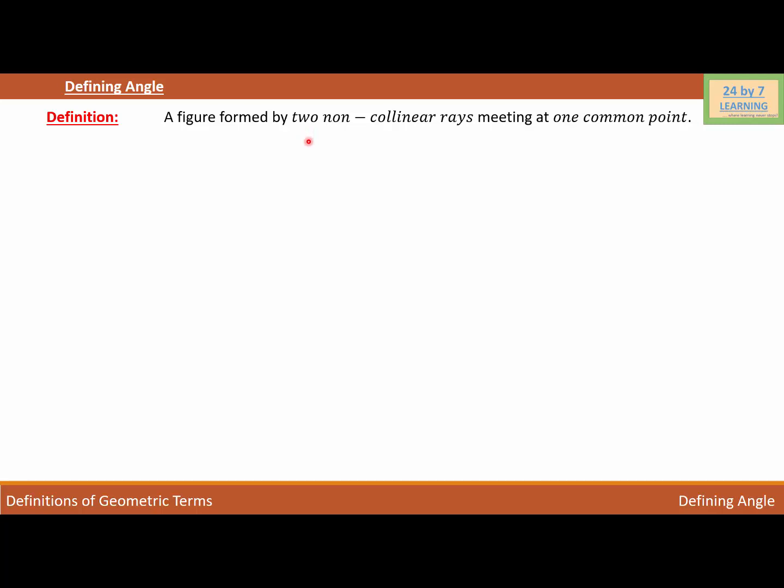In order to explain the angle, I'm going to consider two non-collinear rays. So here is my first ray, and I'm going to consider two points on this ray. I will consider one point over here at this end and another point at this end. So basically, let this point be P and this point be R.